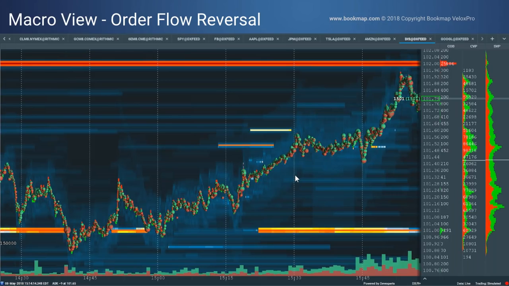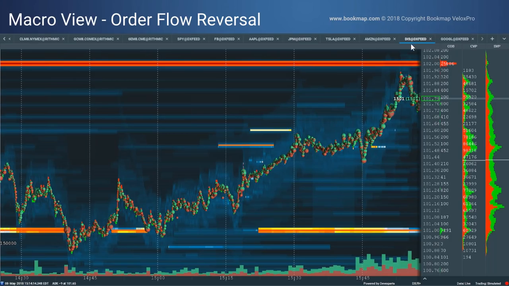So let's go through some of the patterns here, looking at the macro view, starting to understand how patterns evolve and what's going on in the order flow. And it's truly what makes up the patterns: the orders and the transactions.